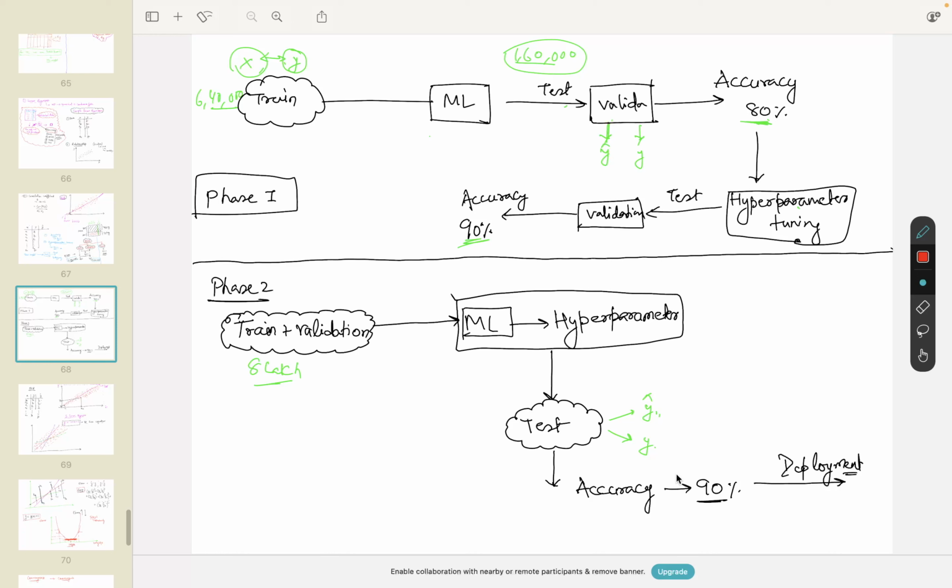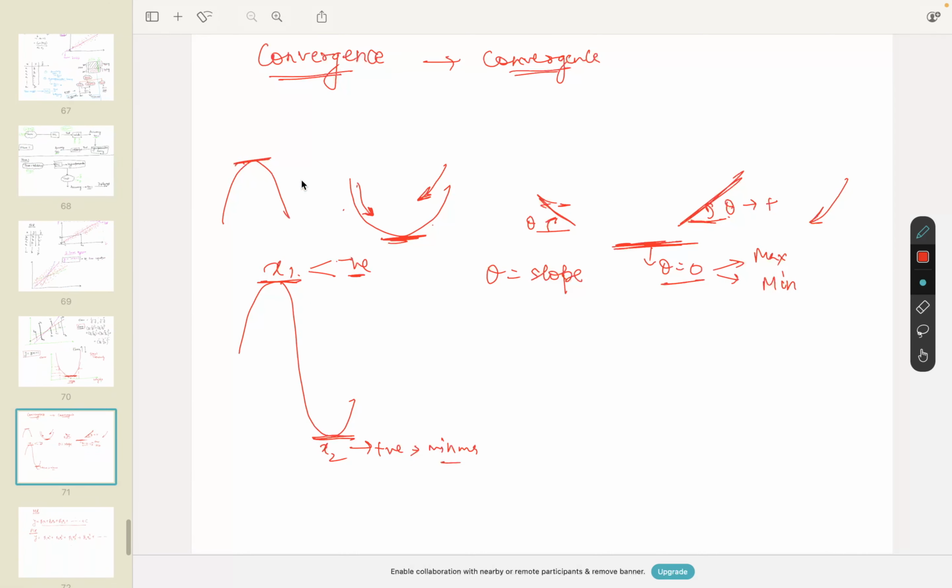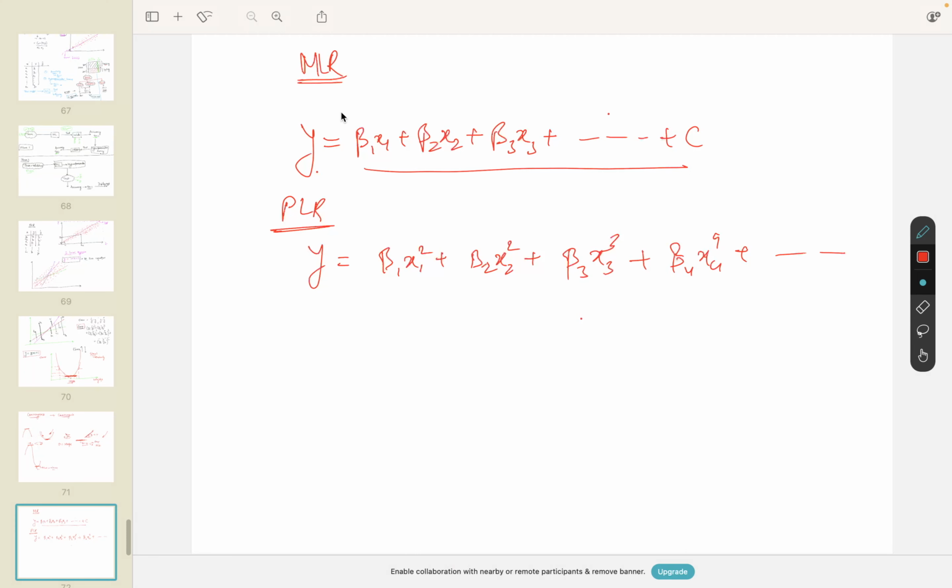If the accuracy is still very good, we'll directly send it to the deployment phase. That's what we try to understand. And these were the thing that I told you about the maxima and minima. Similarly, for the multivariate linear regression or multinomial linear regression, there will be more than one variable.